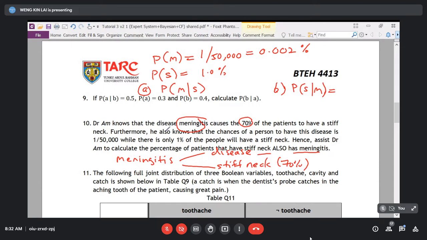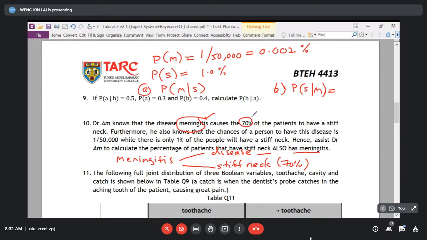Let's try the other way around. Let's look at the first sentence here. The disease meningitis causes 70% of the patients to have a stiff neck. So this will be, given that you have meningitis, how should I rephrase this? You have the disease meningitis, already have it. Then on top of that, this is the probability of someone having a stiff neck, given that the person already has meningitis. Does it ring a bell? Does it mean anything to you?